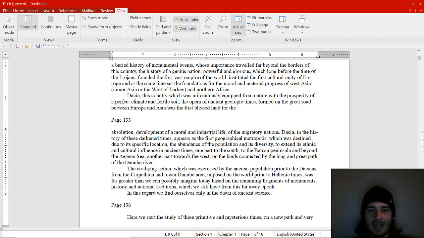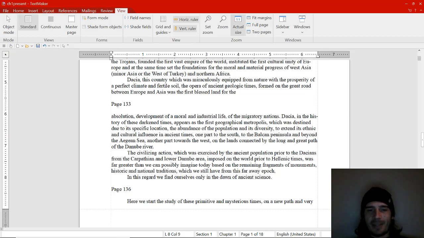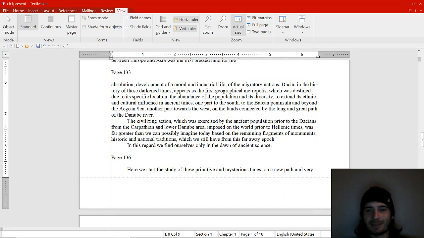The civilizing action, which was exercised by the ancient population prior to the Dacians from the Carpathian and lower Danube area, imposed on the world prior to Hellenic times, was far greater than we can possibly imagine today based on the remaining fragments of monuments, historic and national traditions, which we still have from this faraway epoch. In this regard, we find ourselves only in the dawn of ancient science.